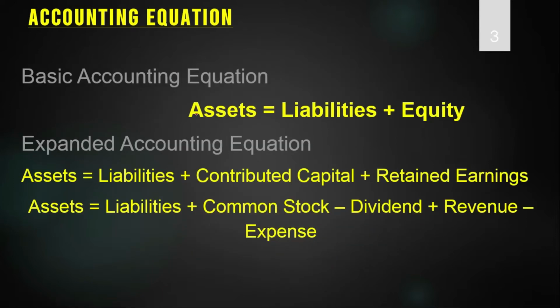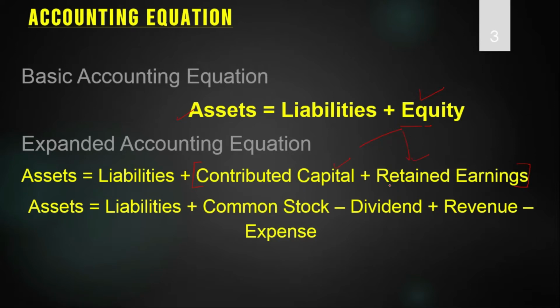Now the basic accounting equation, as you know, is assets is equal to liabilities plus equity. We can expand this accounting equation. How? Because in equity we include some more items, so equity can be expanded. So the expanded accounting equation will be assets is equal to liabilities plus, in equity, we can have two parts, the contributed capital and retained earnings. So instead of writing equity we can say assets is equal to liabilities plus contributed capital and retained earnings. These are the two parts of the equity.